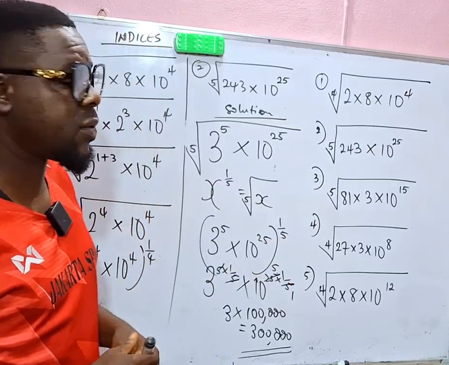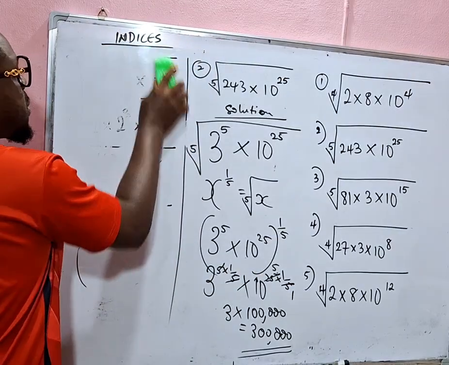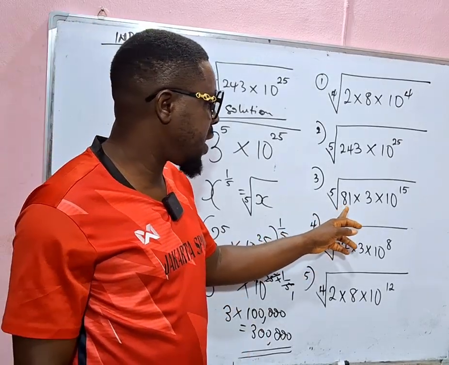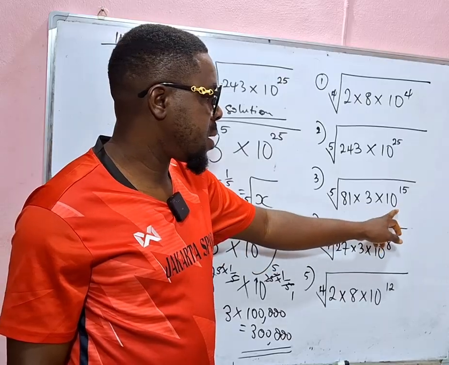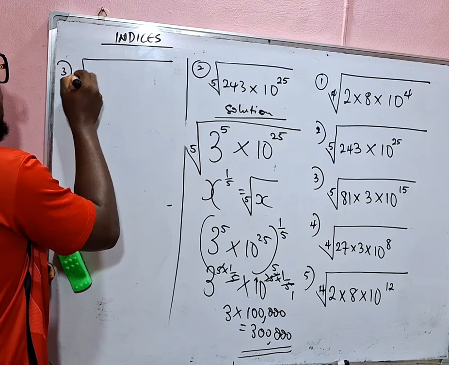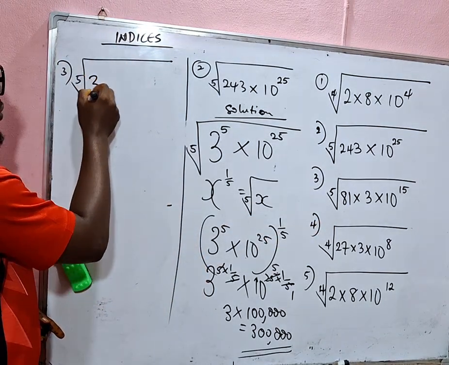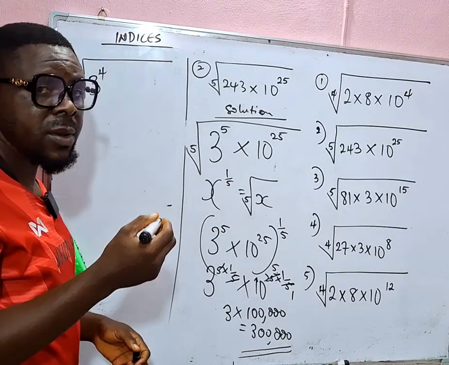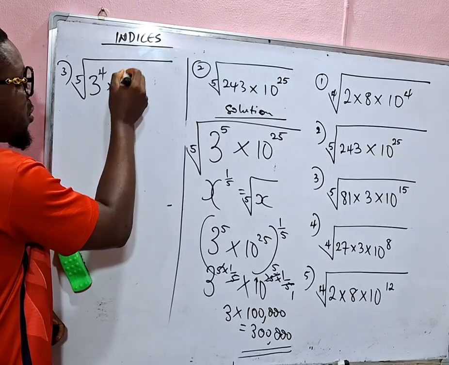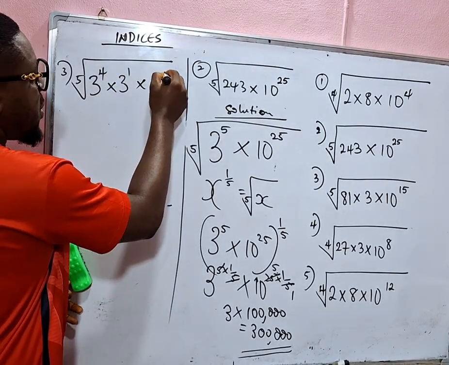Let me solve the last question, which is question 3. We are looking for the 5th root of 81 times 3 times 10 to the power of 15. Now, 81 can be written as 3 to the power of 4, because if you multiply 3 into 4 places, you are getting 81. Times that 3 can be 3 to the power of 1, it is having an invisible 1. Multiply 10 to the power of 15.